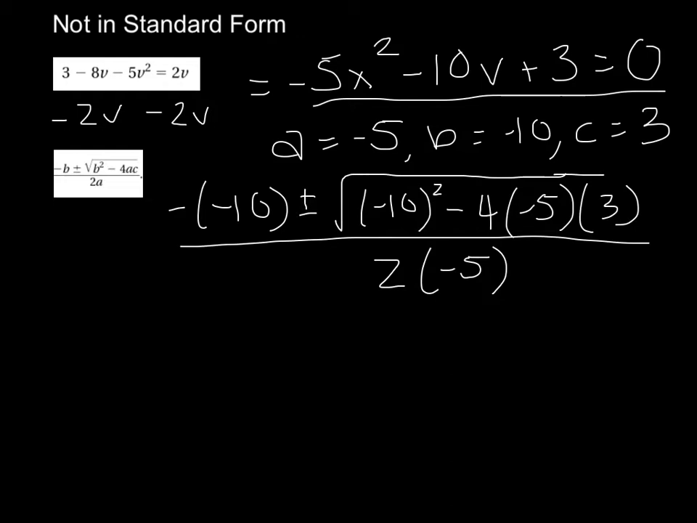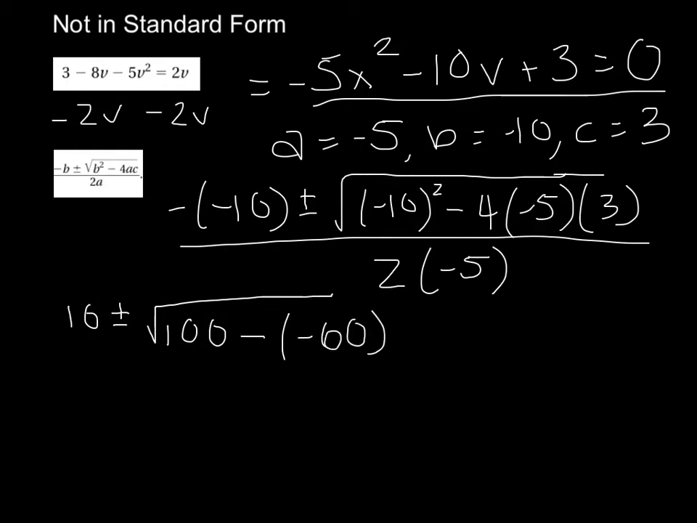So let's simplify this down as much as we can quick. -10 times -10 gives us a +10 plus or minus the square root of -10 squared is 100 minus 4 times -5 is -20. -20 times 3 is a -60. And for our denominator, we have 2 times -5 gives us a -10. Let's simplify what we can under the radical here, because that's all that we can simplify right now.